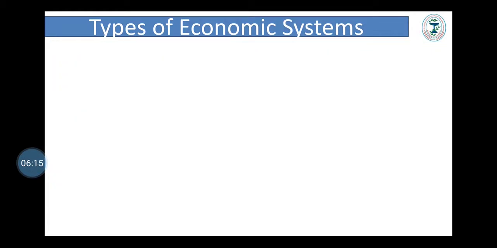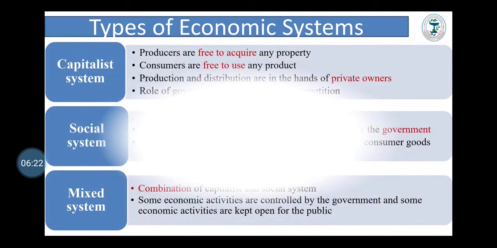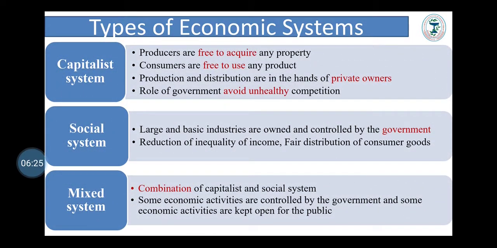Next, types of economic systems. There are three types of economic system, that is capitalist system, social system and mixed system. First we will see capitalist system. According to capitalist system, there is freedom of every kind. Producers are free to acquire any property or produce any product. Similarly, consumers are free to use any product and in any amount to satisfy their wants.